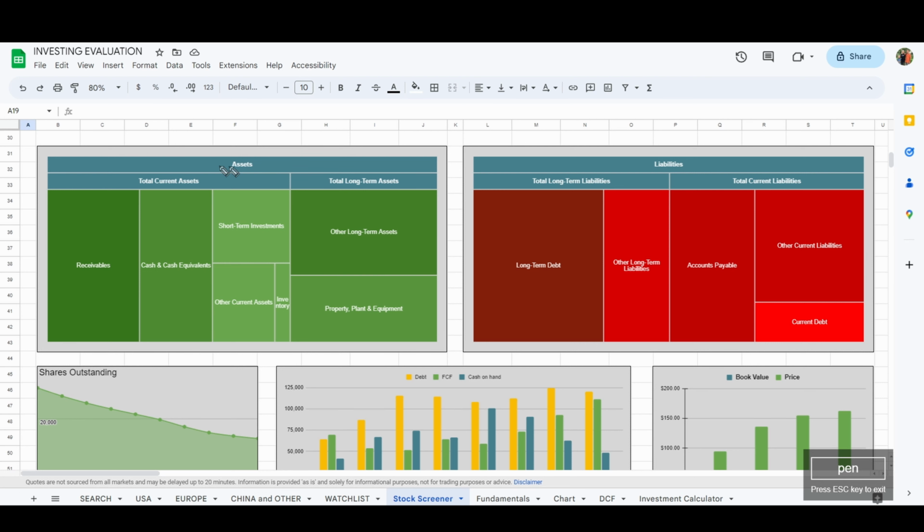And you can see that these are the total assets, right? All of this green stuff. And this is the total current assets. So you can see that they have a lot of receivables, which is okay, and they also have a lot of cash, which is great. It looks like they also have a lot of short-term investments, and you can see other current assets, other things.